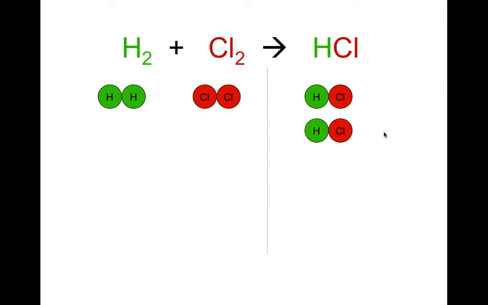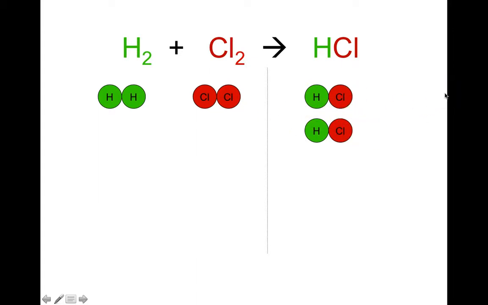Let's check to see if this is balanced. So over here on the reactant side, we have two hydrogen atoms. On the product side, we have two hydrogen atoms. On the reactant side, we have two chlorine atoms. And on the product side, we have two chlorine atoms. So yes, it is balanced now.